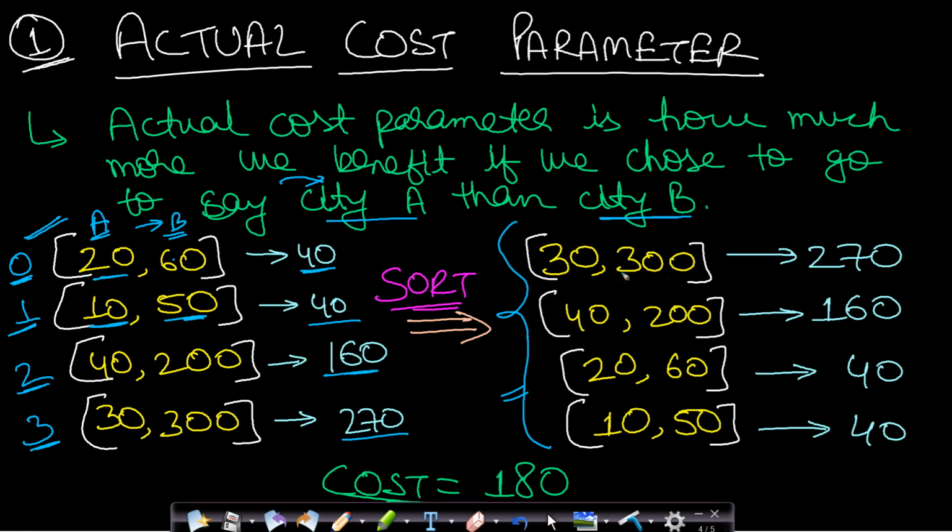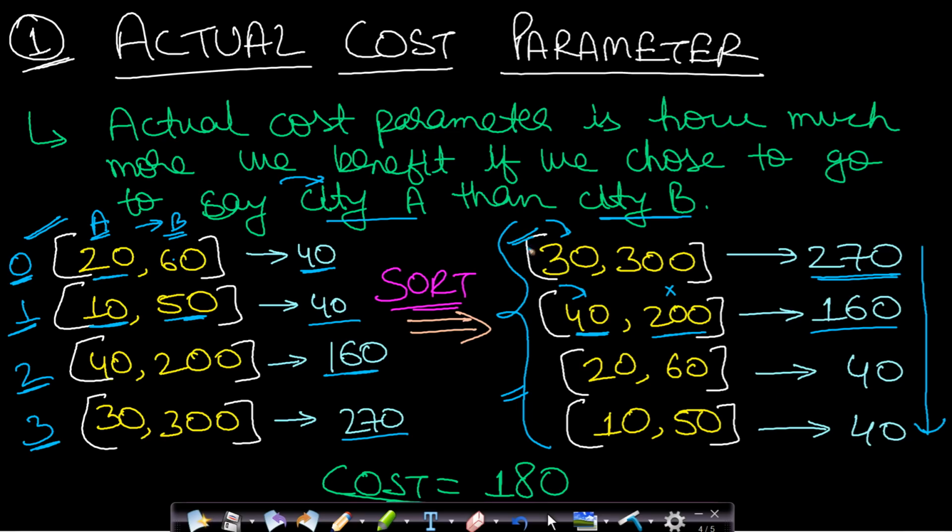In this case you can see that the first value is actually having the maximum profit if you chose to go to city A rather than going to city B. The second value is having the second highest profit if you chose to go to city A rather than going to city B. So in this way we have arranged this entire cost array in decreasing order of profit if you want to go to city A rather than going to city B.